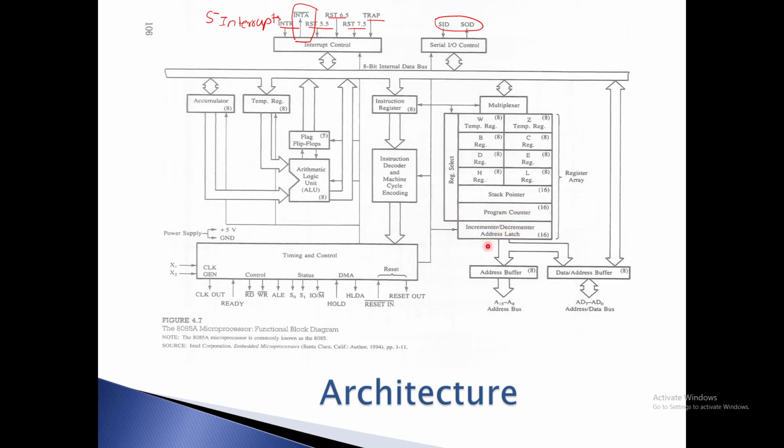Then we have an address latch, which keeps the address bus and data bus separated. The data bus is directly connected to the internal 8-bit data bus, and the lower address/data bus is directly connected to the internal 8-bit data bus. Apart from this, a control signal is provided to every block of the 8085 architecture.